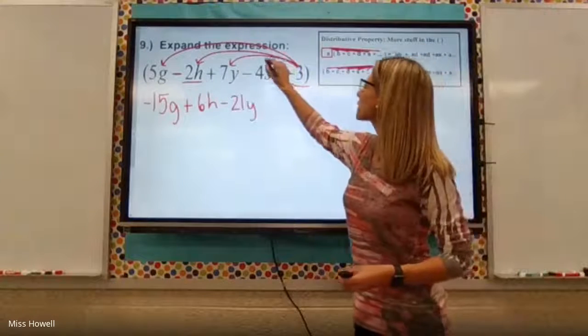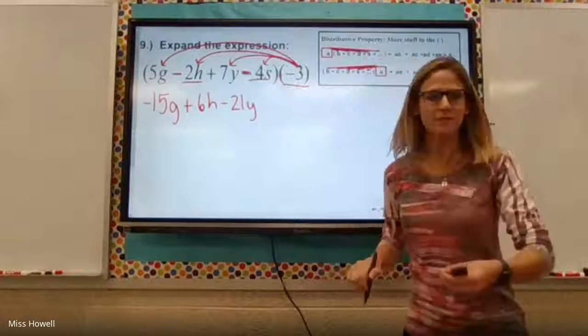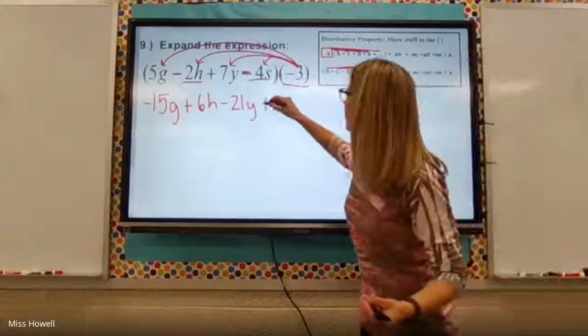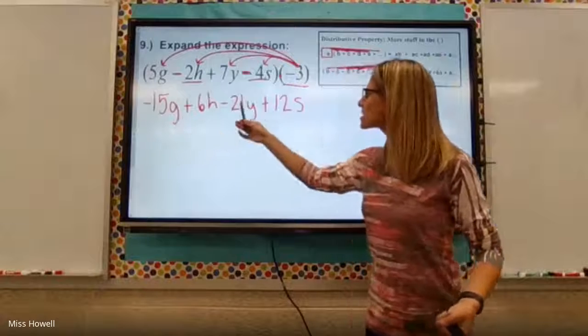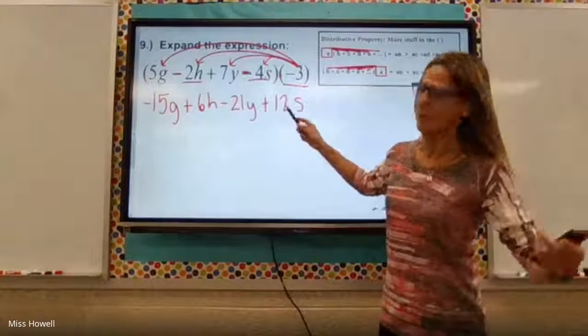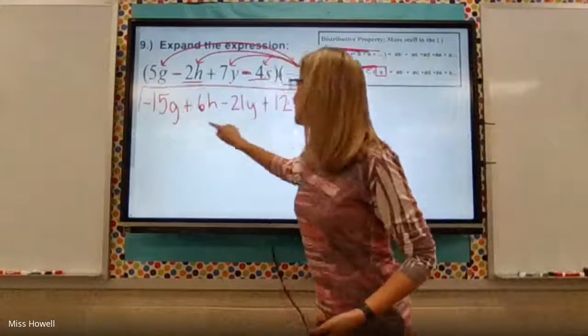And then -3, again, this is a -4s. So negative times negative is a positive 12s. g, h, y, s, none of them are identical. So nothing left to simplify.